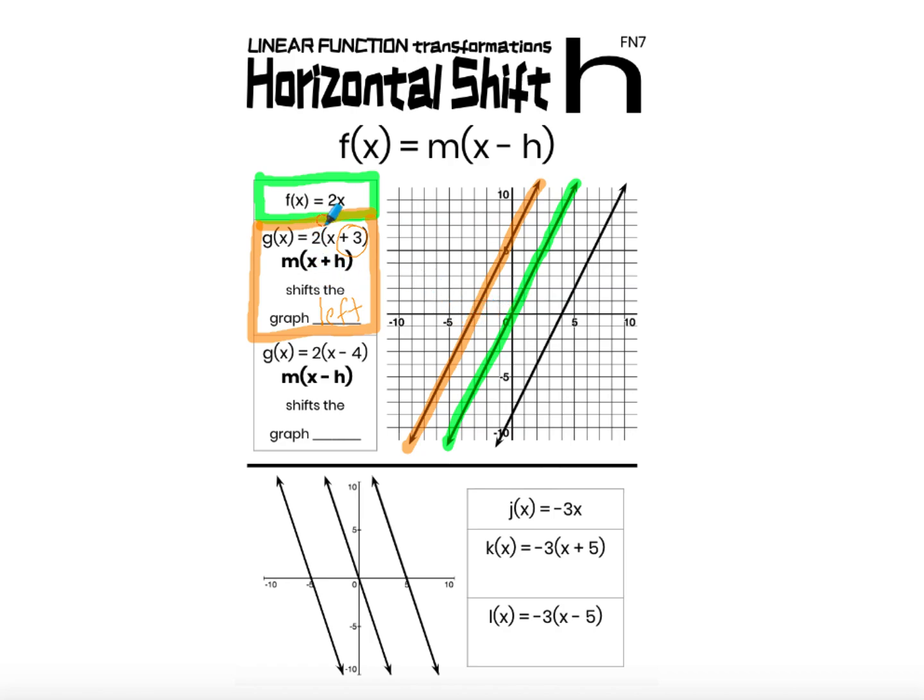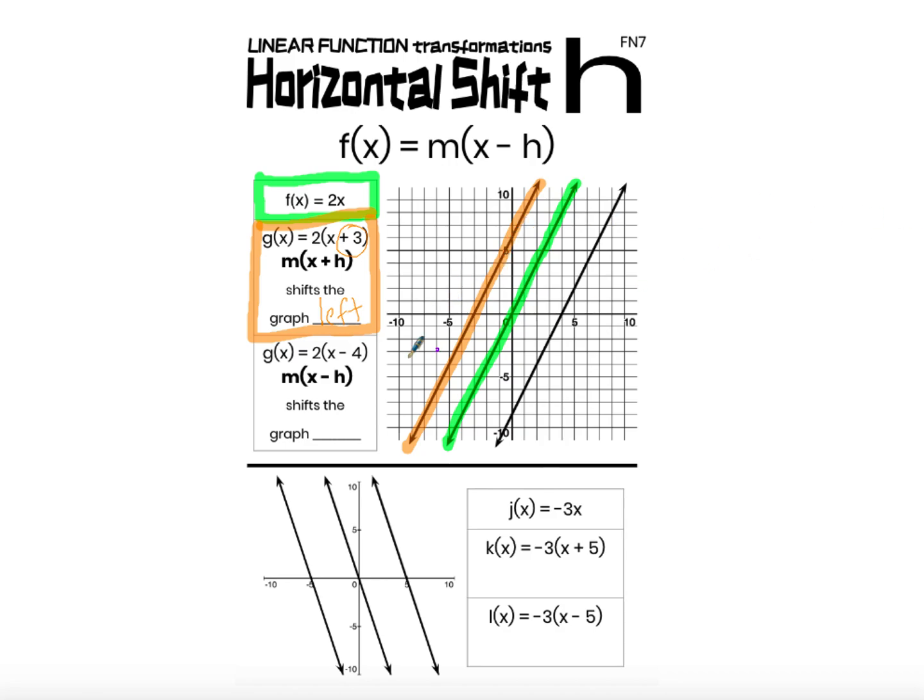You can check this by doing the distributive property in your head and seeing that this can equivalently be written as g of x equals 2x plus 6, which has that positive y-intercept of 6, or we can think of it as having a k parameter of plus 6 shifting up.